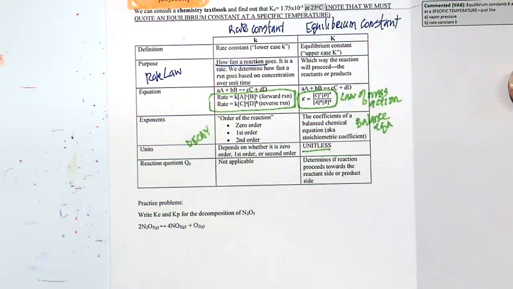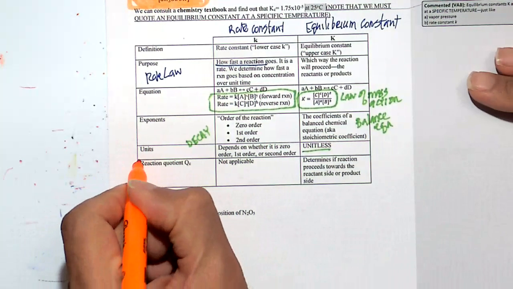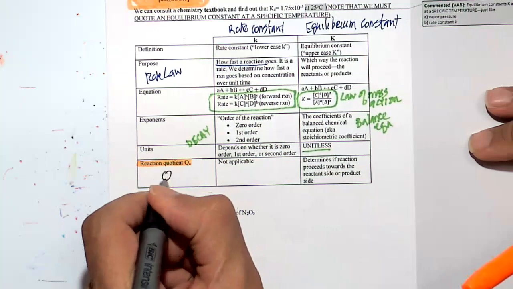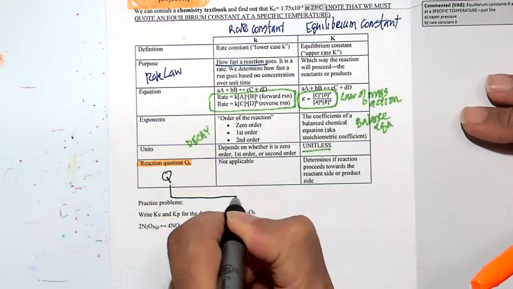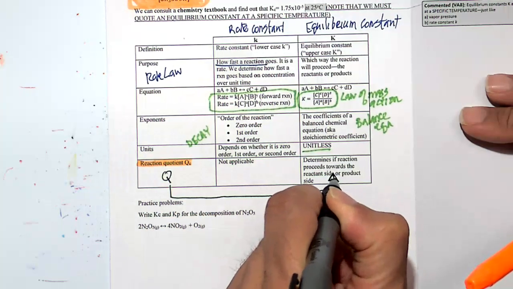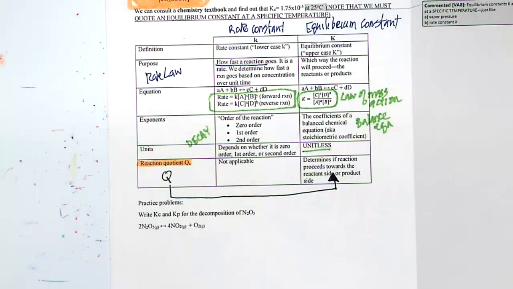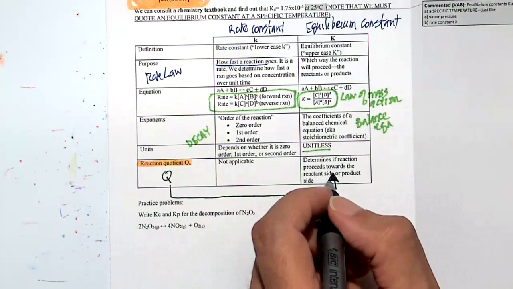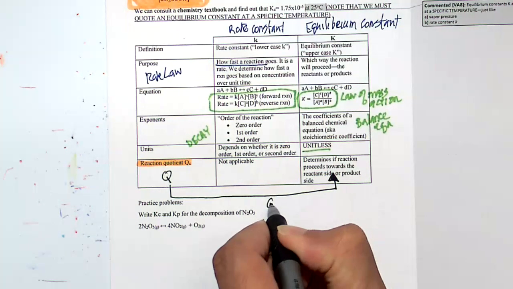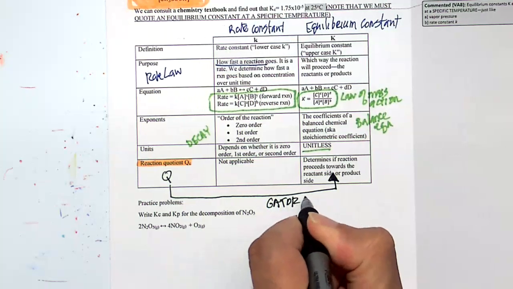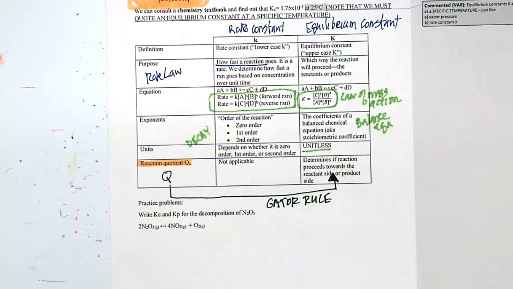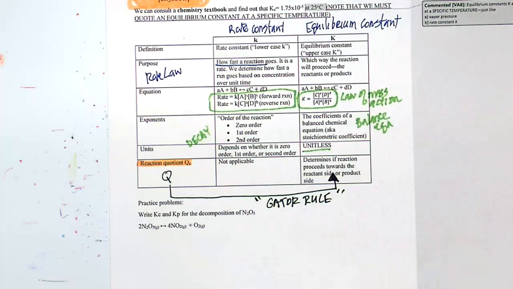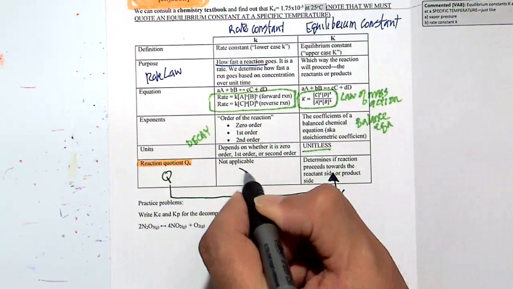And then finally, there's something called the reaction quotient, which is called Q. That is something that deals exclusively with the equilibrium constant, and has nothing to do with the rate constant. Reaction quotient Q has everything to do with the equilibrium constant. I'm going to teach you something called the Gator rule a little bit later on, if not today, on Friday. So Q and K have to do with the Gator rule. We'll learn that soon. Don't have to worry about Q here.